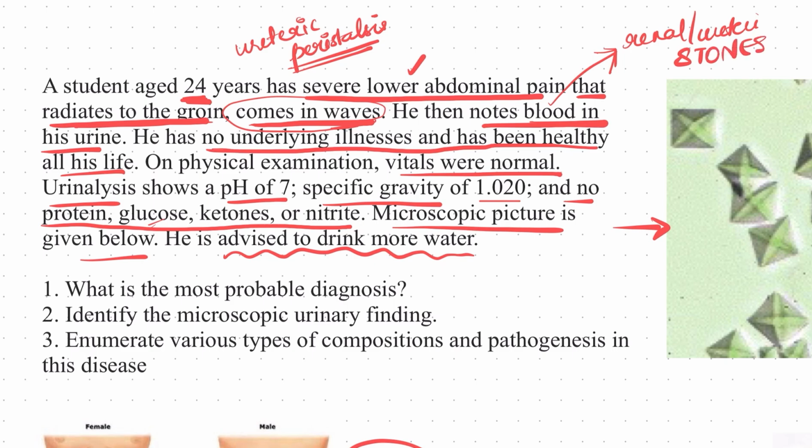Also, he has no other comorbids like diabetes or hypertension. So, any glomerular injury because of diabetic nephropathy or hypertensive nephropathy is also ruled out. Vitals normal, pH of 7. The normal pH of urine is between 6 to 8. Anything less than 6 is acidic urine, and alkaline urine is more than 8. It favors the formation of renal stones, but renal stones can also occur in normal pH conditions.